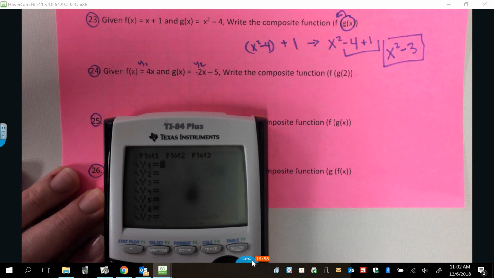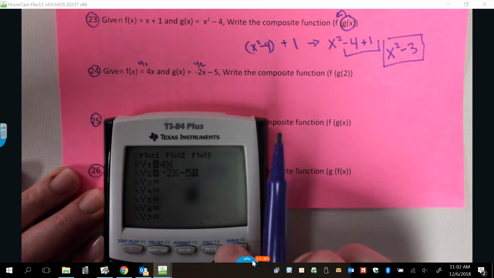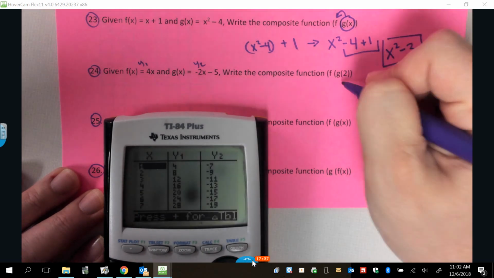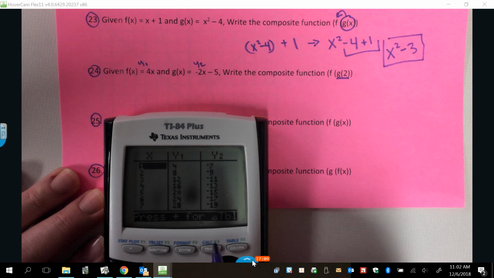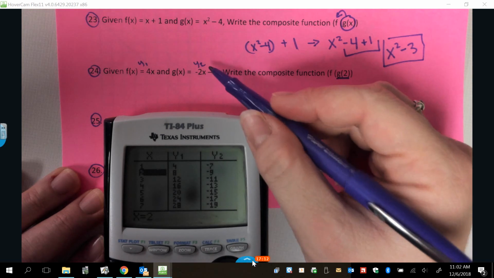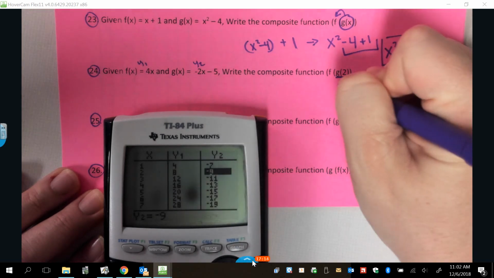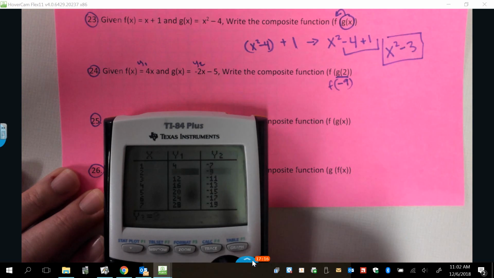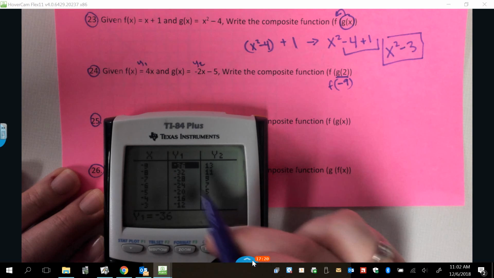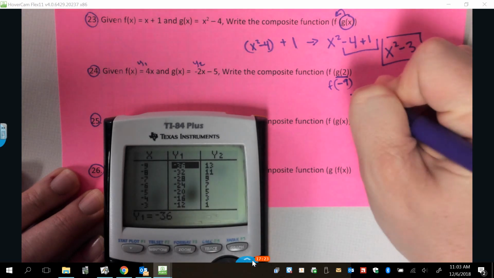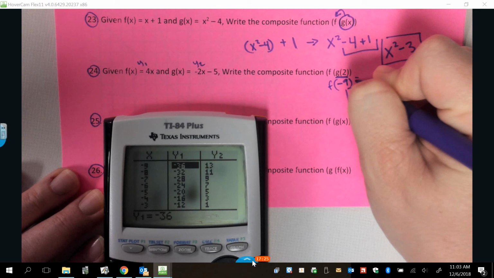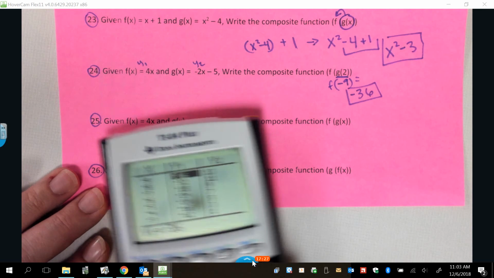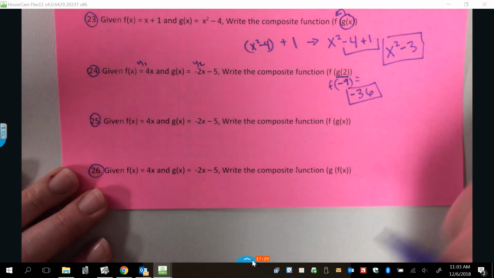Okay, so y1 is 4x. Negative 2x minus 5, second graph. So I'm finding g of 2, sorry. G is in y2, so that's negative 9. And then I need to find f of negative 9. F is in y1, so that's negative 36. Last two are finding equations.